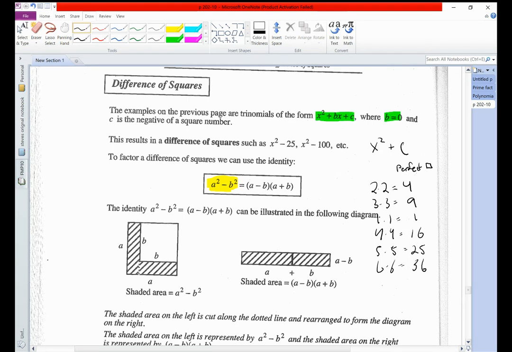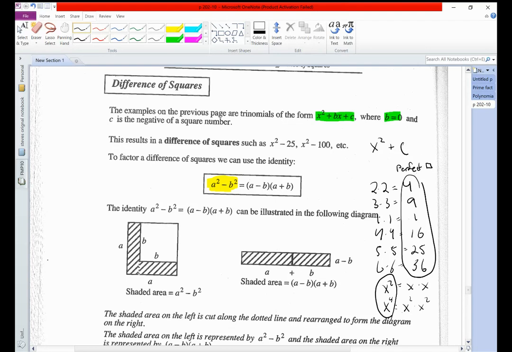What about x squared? X squared is a perfect square because it is x times x. It's x multiplied by itself. What about x to the power of 4? That's a perfect square because you can say it's x squared multiplied by x squared. So all of these here are perfect squares.